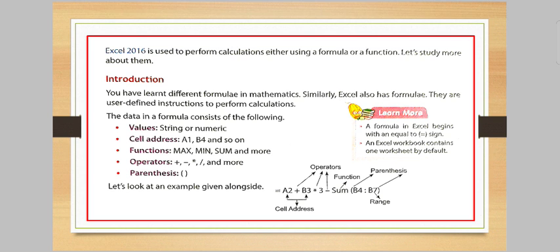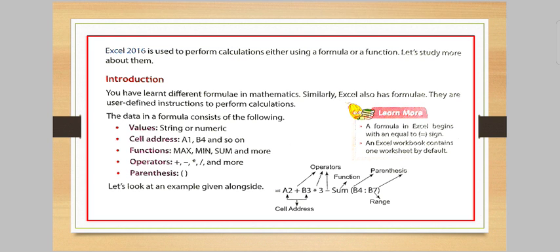Number one is values, number two is cell address, number three function, number four operators, and last is parenthesis. So these are the components of a formula, and here you can see the example: equal to A2 plus B3. A2 means cell address, plus is operator.